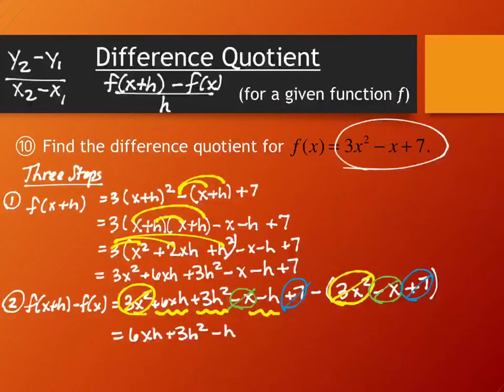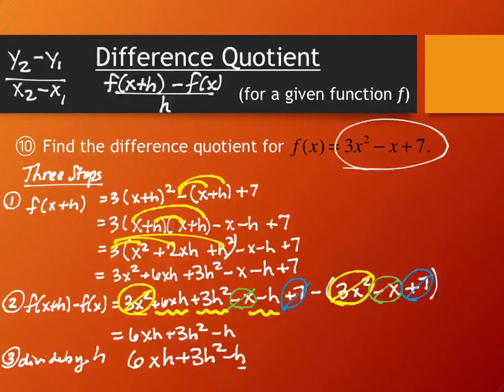If I did it right, everything should have an h in it. So it's good that we see that it does, right? If at this point you look at it and you're like, oh dear, there's something that doesn't have an h in it, you've got a mistake that you made somewhere. So that's the end of step 2. Step 3 is the divide by h step. So we take step 2, 6xh plus 3h squared minus h, and we divide by h.